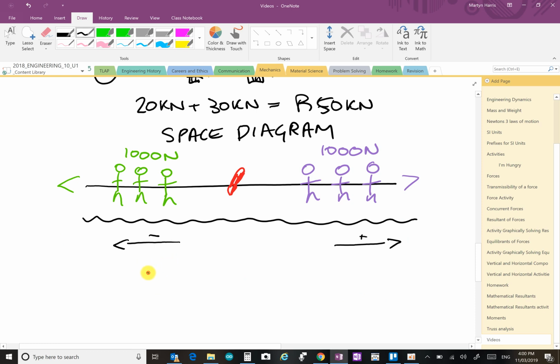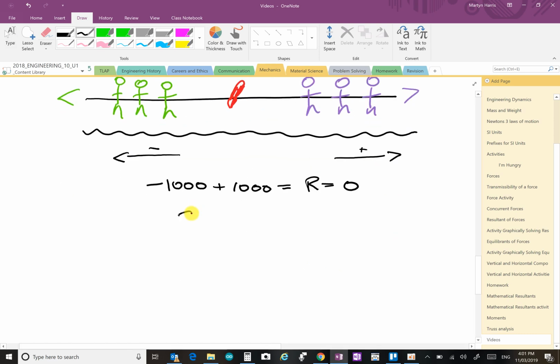So let's have a look. We've got negative 1,000 newtons plus 1,000 newtons, and our resultant is 0. So there's a resultant of no force. Now, if there's a resultant of no force, this is called static.